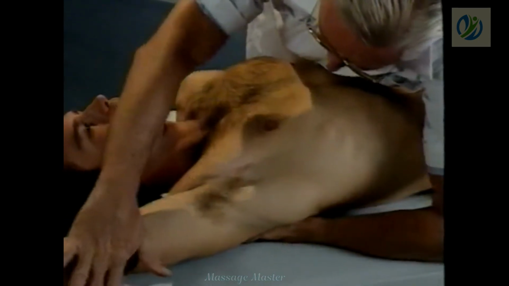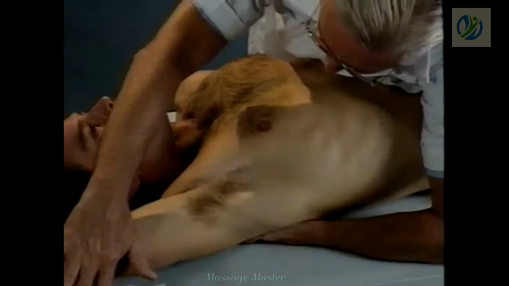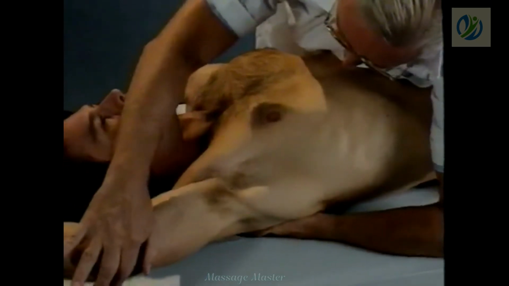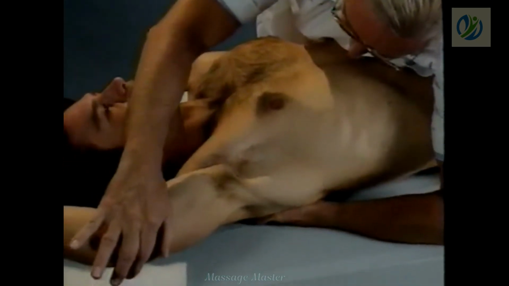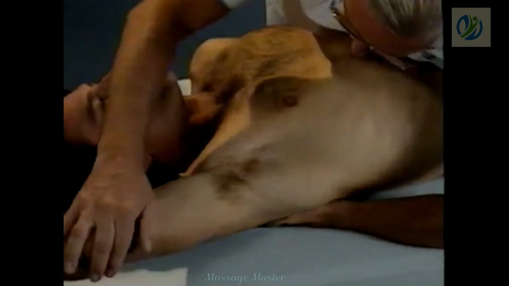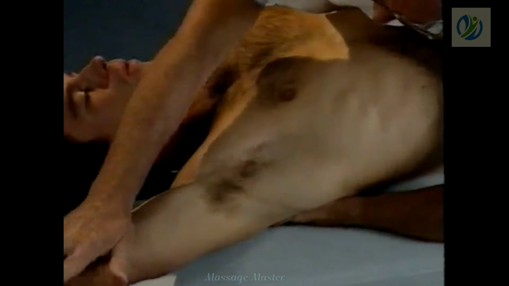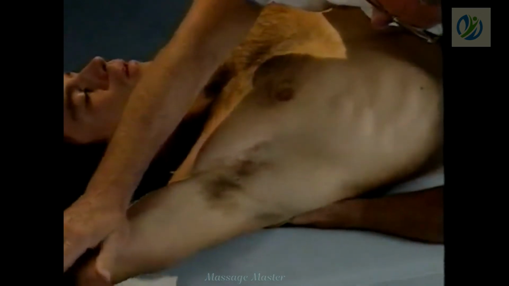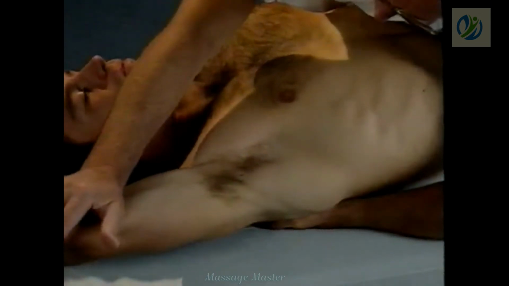Deep breath in again. Push your elbow to the right. That will deal more with the bucket handle component. Relax. And one more time, deep breath in. Push that elbow in my hand. Push. And relax.